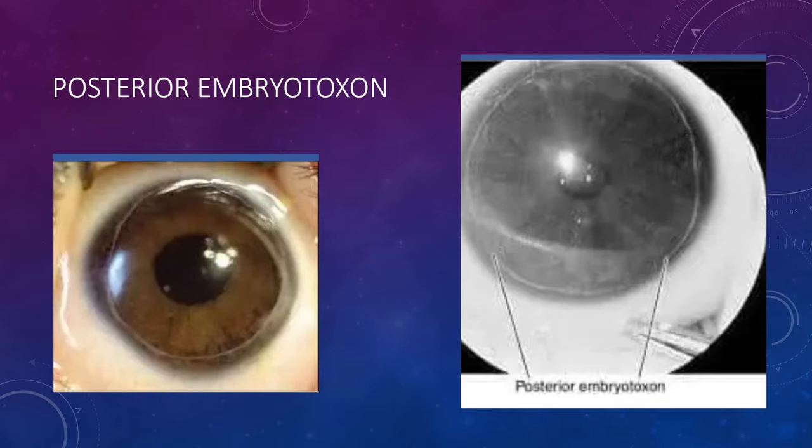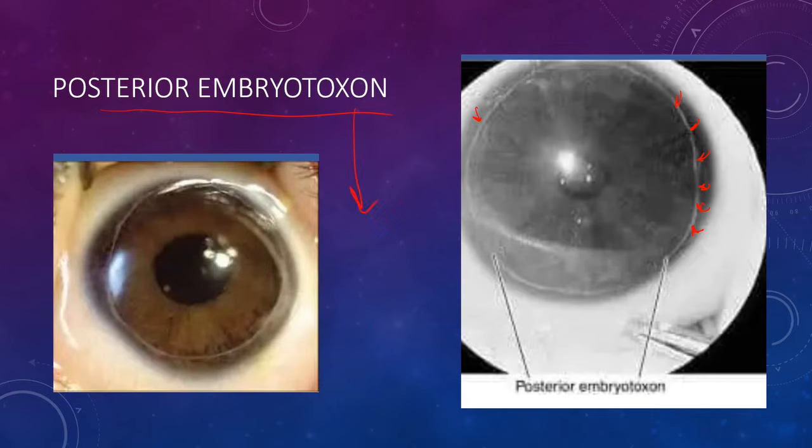Now what is meant by posterior embryotoxon? Sometimes the Schwalbe's line will be very prominent and also more anteriorly displaced. Usually we do not see the Schwalbe's line on external examination; you only see it in gonioscopy. However, sometimes, like in these pictures, the Schwalbe's line will be more anteriorly present. You can see it almost inside the limbus. That means it is anteriorly or centripetally displaced, and moreover it is more prominent. Such a prominent or centripetally displaced Schwalbe's line is called a posterior embryotoxon.